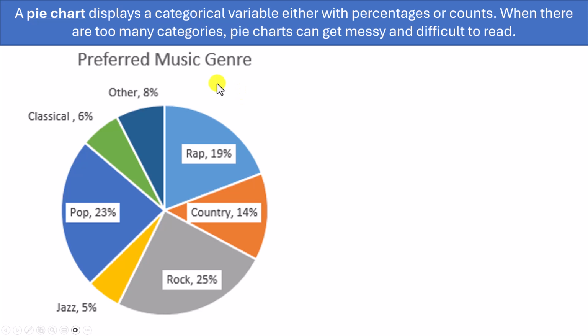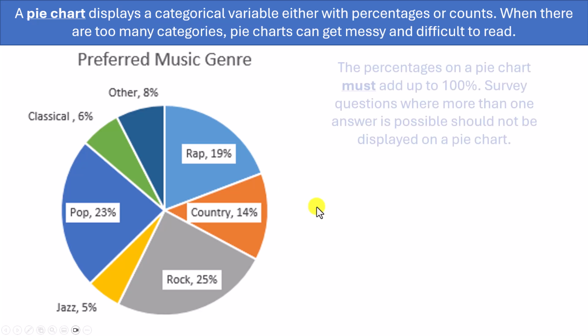So here is just a pie chart based on some made-up information that I created, and this one's kind of on the edge of having too many categories. I think it's still readable, but it's getting on the edge. It's a little bit messy for a pie chart. So we have the percentages here of the preferred music genre for a number of different individuals.